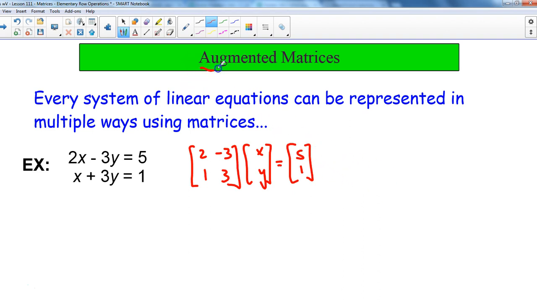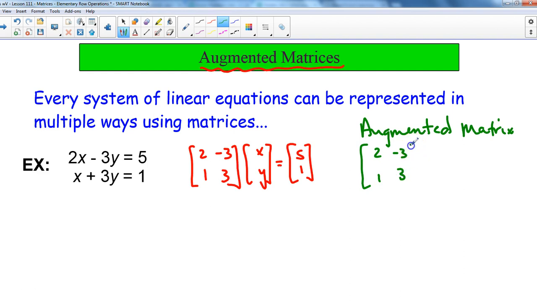Another way that we can write this, though, is using what we call augmented matrices. So augmented matrices is essentially just a simplified version of what you see here. We're still going to use the coefficient matrix 2, -3, 1, 3, but we're going to augment that, or tack on to that coefficient matrix, the constant matrix that's related to these equations. And so this is what an augmented matrix would look like.